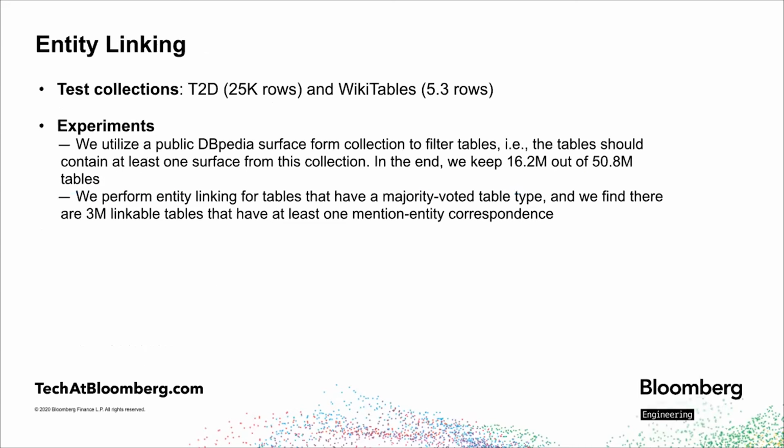Now, have a look at each step. We evaluate the results based on the two test collections. For the experiments, we utilize a public Wikipedia surface form collection to filter tables. The table should contain at least one surface form from this collection. And in the end, we got 16.2 million tables that are useful. If you are interested in this public Wikipedia surface form collection, you can CC me and I can send it to you for filtering. In the next step, we perform linking using the model trained on the test collections for tables that have a majority-voted table type. And we found around 3 million tables that are linkable.